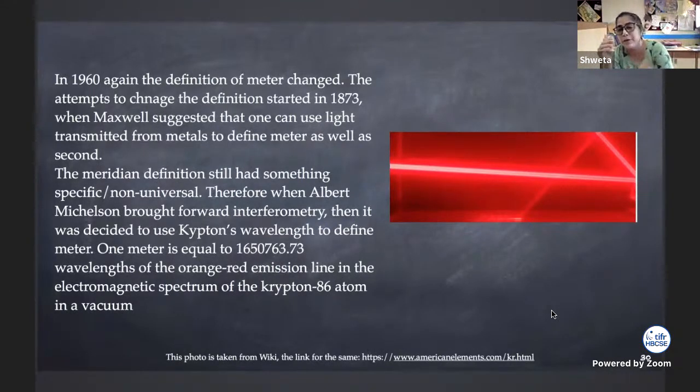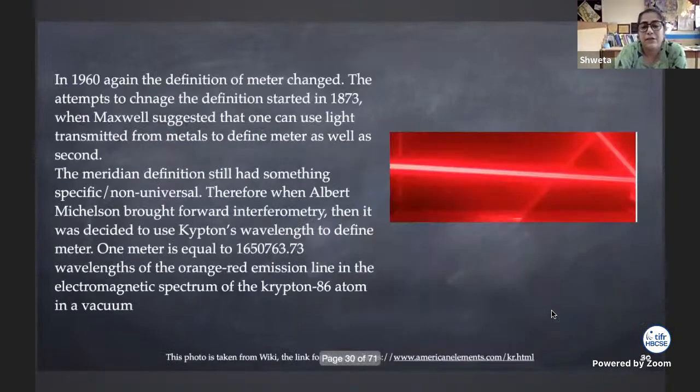It actually opened up a completely different branch in physics, and scientists have spent time figuring out accurate measurements of very small magnitude. So they use this Krypton wavelength, and 1 meter is now equal to these many wavelengths of the orange-red emission line in the electromagnetic spectrum of Krypton 86. Krypton 86 is one of the isotopes of Krypton. Might not be talking here about isotopes, but there are some stable forms of Krypton. So Krypton 86 is one of the most stable forms.